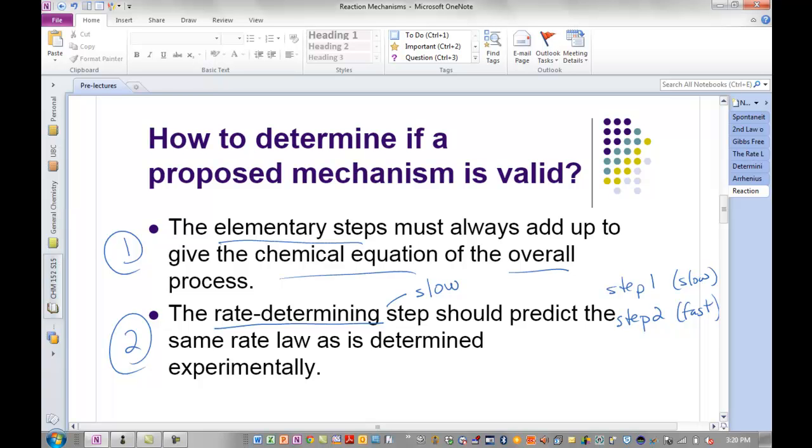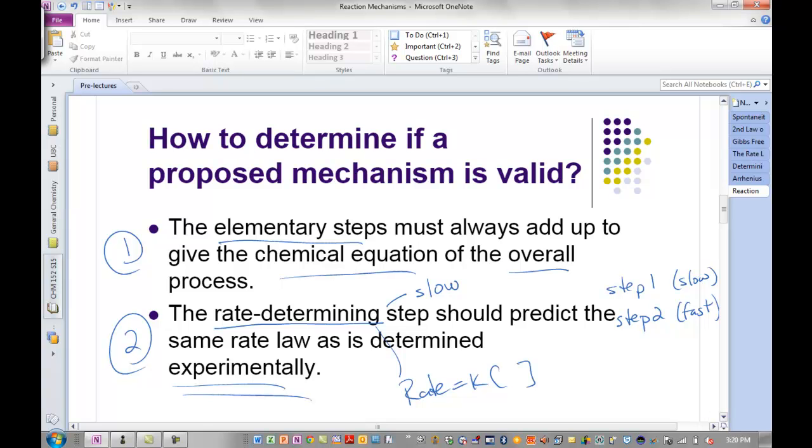Okay? So when we write out our mechanism, what we've identified as the slow step, the rate law that we write from that slow step better match experimental. So rate law from the rate determining step. So we're going to write a rate law. Rate is equal to k times whatever. And that better match what we determined experimentally.